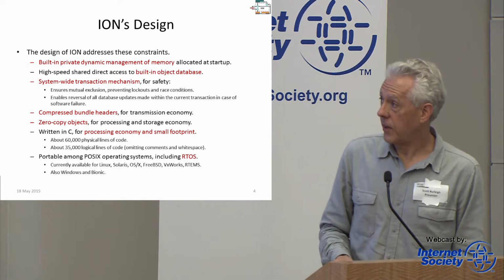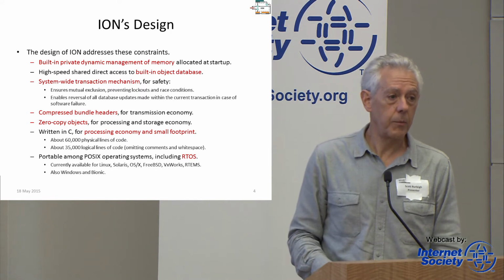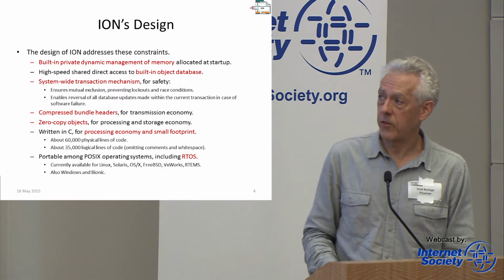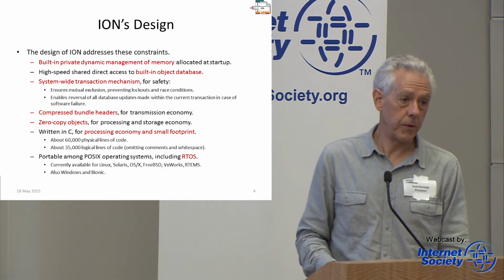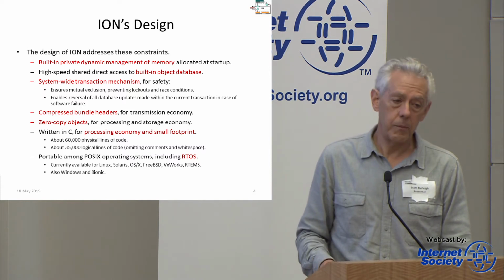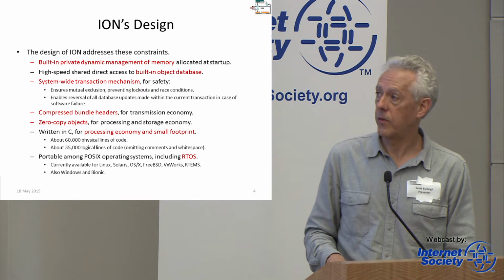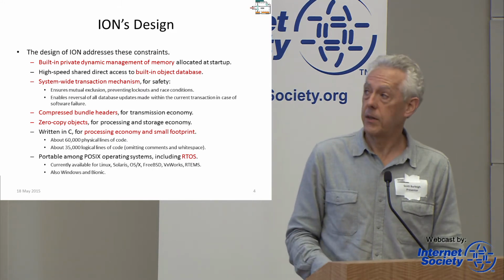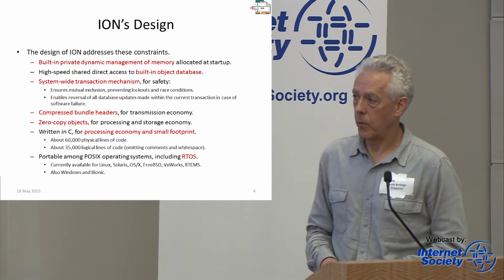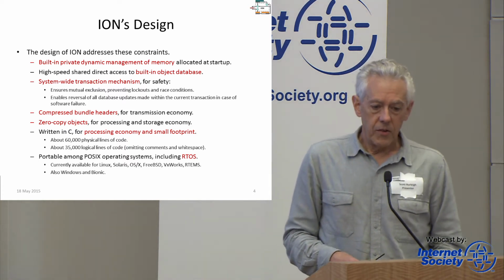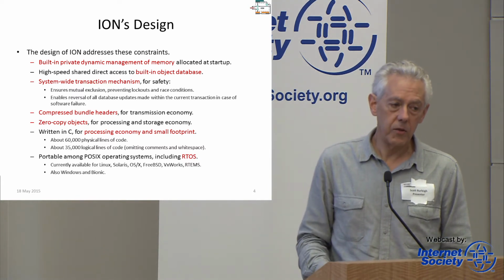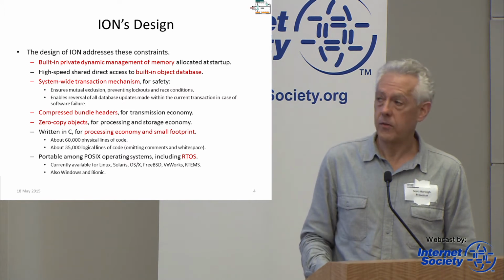The whole system is written in C for processing economy and to keep the footprint small. At the time I put the slide together, it was about 60,000 physical lines of code. It's probably a bit more than that, because we've added some functions since then. Still, I'm sure under 100,000 lines of physical code, and logically quite a lot less than that if you take out white space and comments and so forth. And it's highly portable. The ION system ports pretty easily among POSIX-based operating systems.